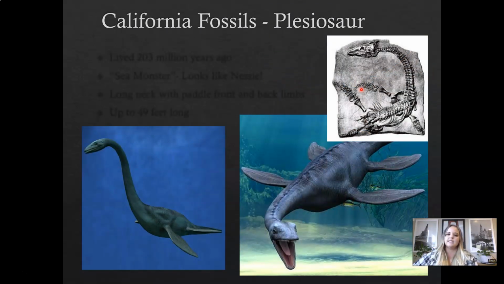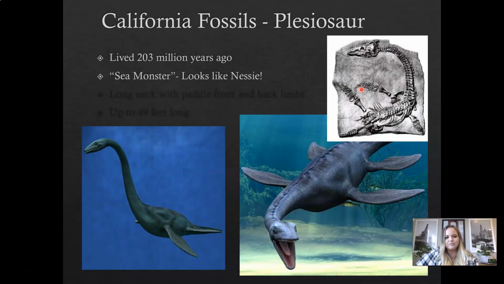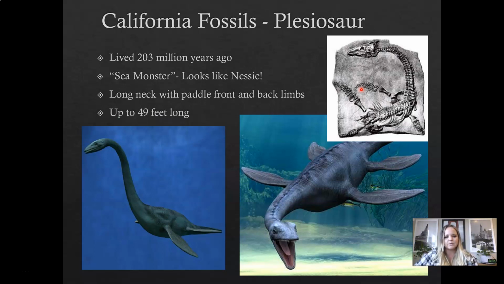Then we have the plesiosaur. So the plesiosaur is basically Nessie. It's the Loch Ness monster. But it lived around 203 million years ago, and it looks like a sea monster. So it has fin paddles and a very, very long neck. So long neck with paddle front and back limbs, and it was up to 49 feet in length. So they can be very, very large.